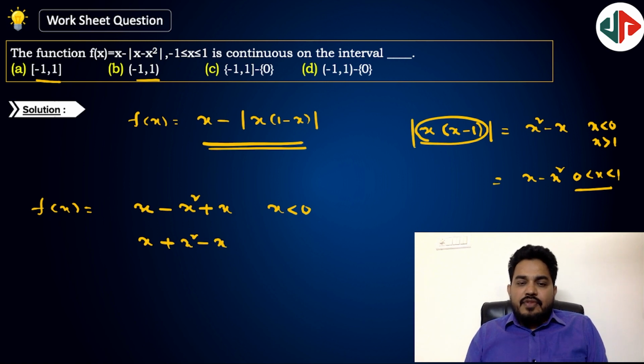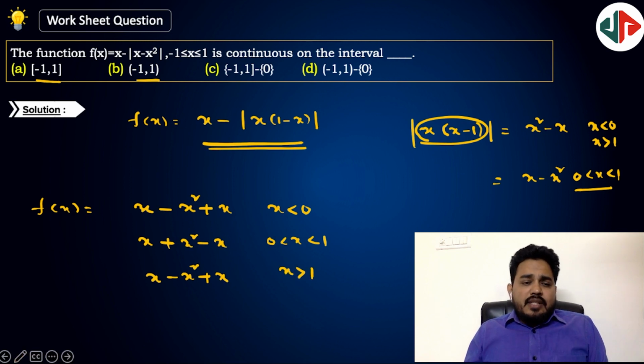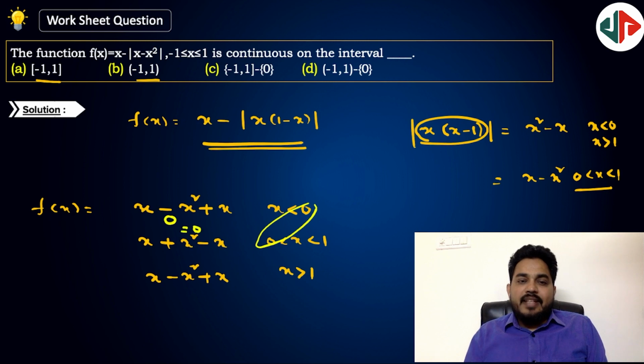If 0 less than x less than 1, again, x minus x square plus x if x is greater than 1. So just look at 0. What is this value? This value is 0 and this value is also 0. At 0, continuous.